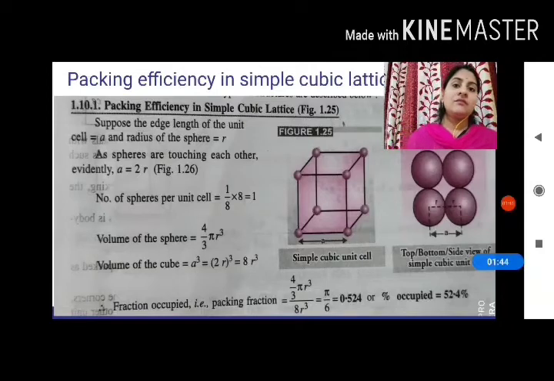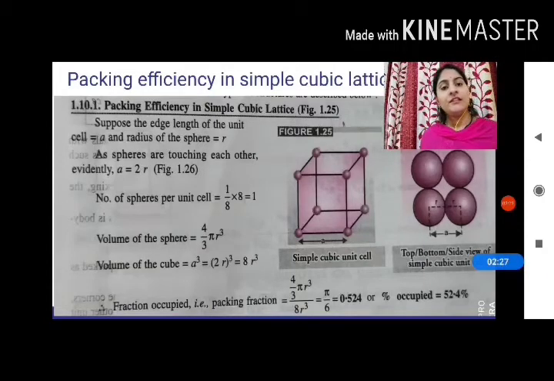Suppose the edge length of the unit cell is a and the radius of the sphere is r. As the spheres are touching each other, as you can see in figure b, we can write a is equal to 2r. And the number of spheres per unit cell is 1 upon 8 into 8, which is equal to 1. That we have already studied in the previous classes under the heading number of atoms per unit cell.